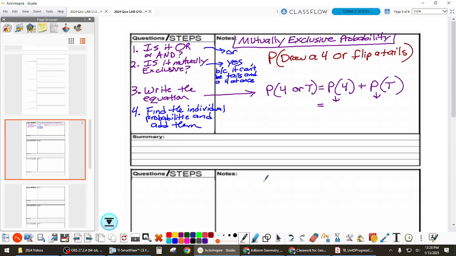You have that chart if you don't have it memorized. How many 4s are there in a regular deck? If you're playing cards, how many 4s are there? There are 4 of them, right? 4 4s out of how many cards? 52. Okay, so the probability of a 4 is 4 out of 52.